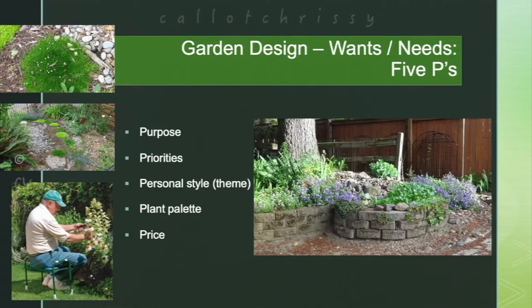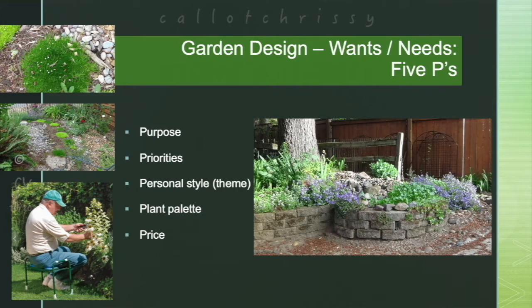Garden design, wants and needs, the 5 P's: purpose, priorities, personal style or theme, plant palette, and price. First, determine the purpose. Is the garden for public or private use? Is the garden's purpose for growing food, education, encouraging pollinators, promoting native species? Is it ornamental? Is it a sensory garden? Etc. What are the priorities?